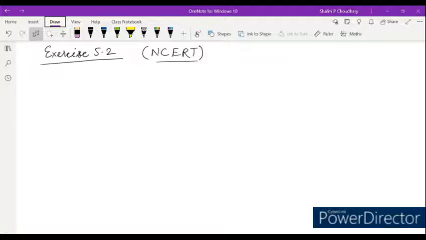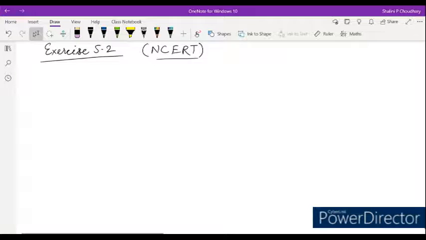We will do sums based on modulus, arguments and polar form. First of all, we are doing the sums based on NCERT, exercise 5.2. The first question that we are going to do is we have to find out the modulus and argument of the complex number z is equal to -1 minus i root 3.